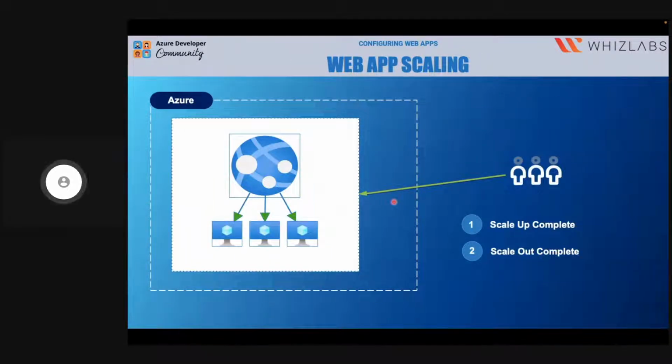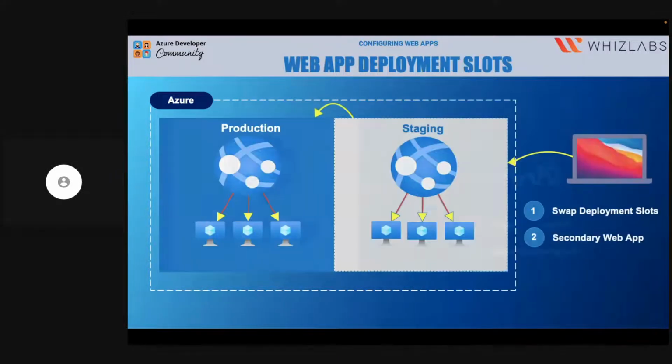It will also provide you a scaling option. As the users increase in the background, it will automatically increase the number of VMs to handle the requirement. You can also enable scaling out or scaling up. Scaling up means that it will increase the compute capacity of each VM.